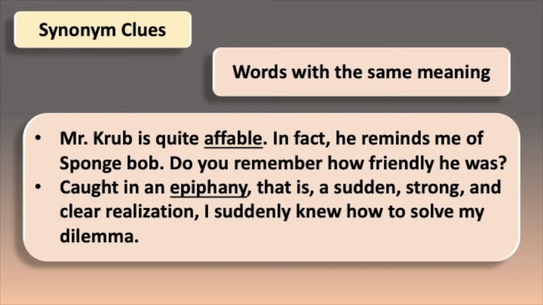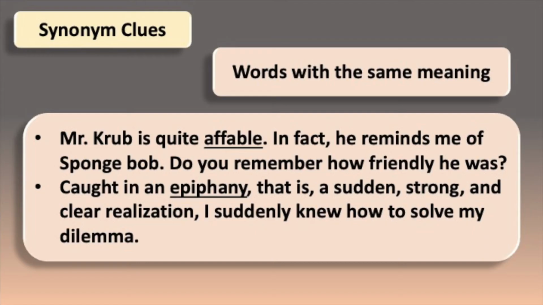So next is the synonym clues. These are words with the same meaning. Example, beautiful and pretty, correct and right, small and tiny, glad and happy. Synonym clues are also called definition clues because the synonym of an unfamiliar word will also serve as its meaning. So we have here different examples.